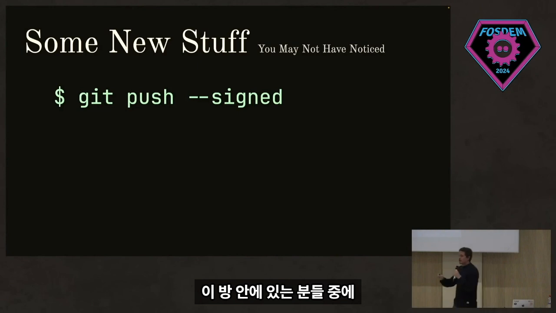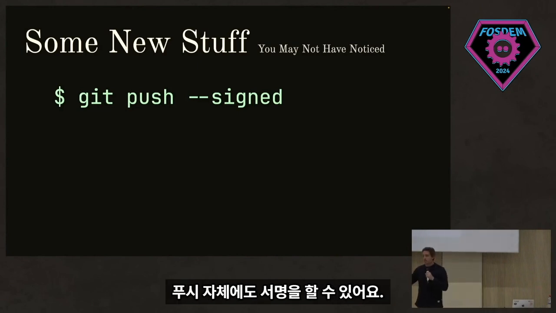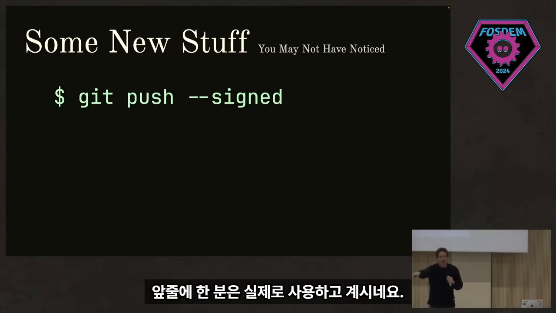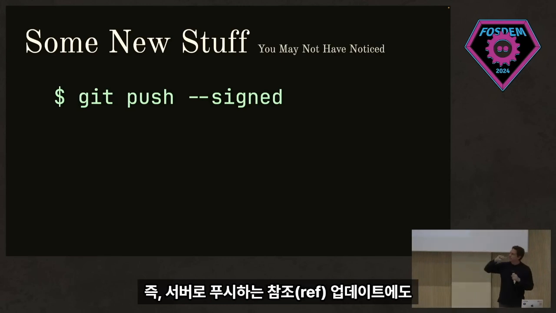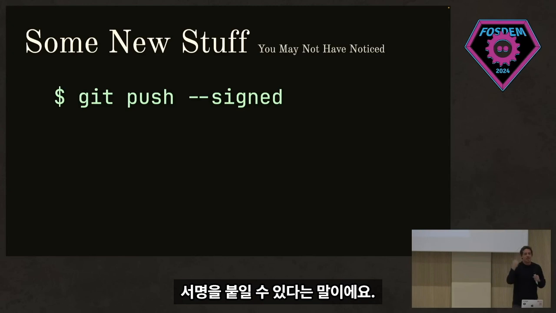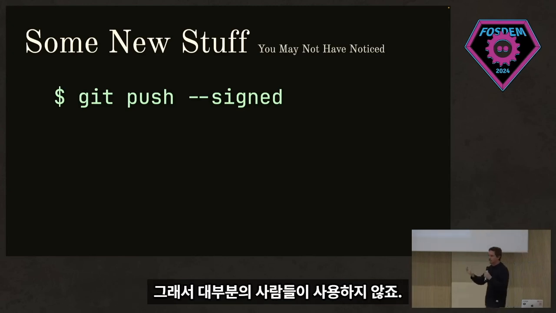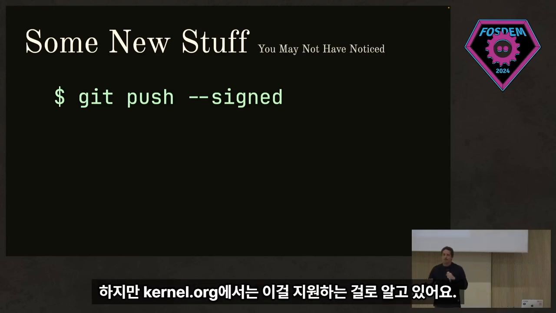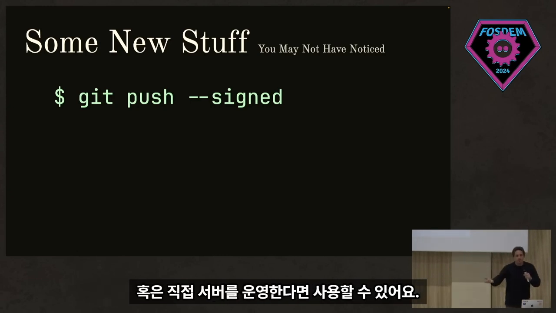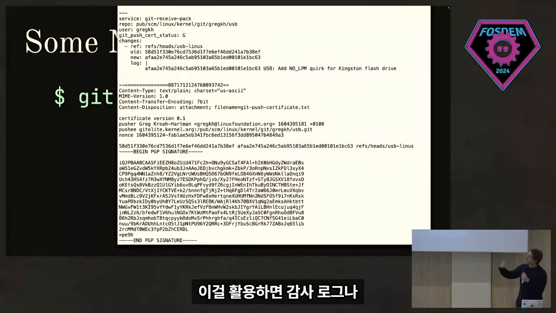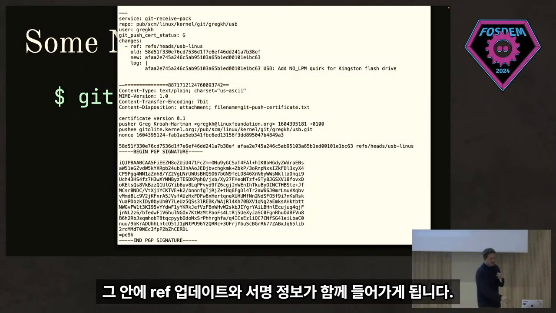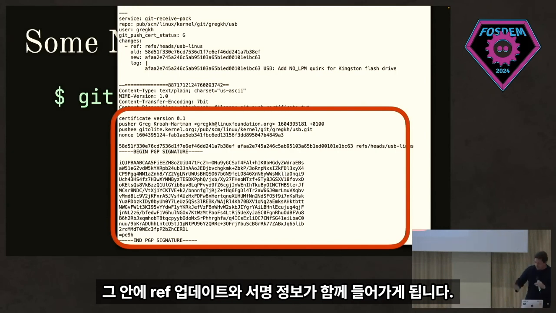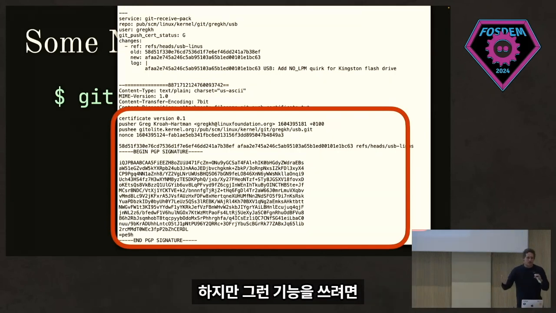Little known, and nobody in this room probably will use this, but you can also sign your pushes as well. So you can sign the ref updates that you push to a server. GitHub and GitLab do not support this, so most people don't use it. But I think kernel.org supports it, and if you do your own, you can do this, and then you can create an audit log or a trust log that has the ref updates and the signature. So that is doable, but you kind of have to run your own thing if you want to use that.